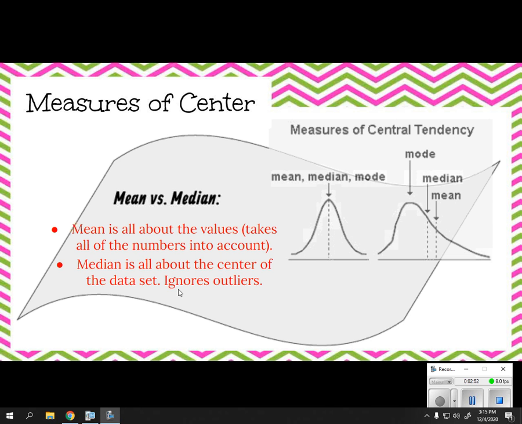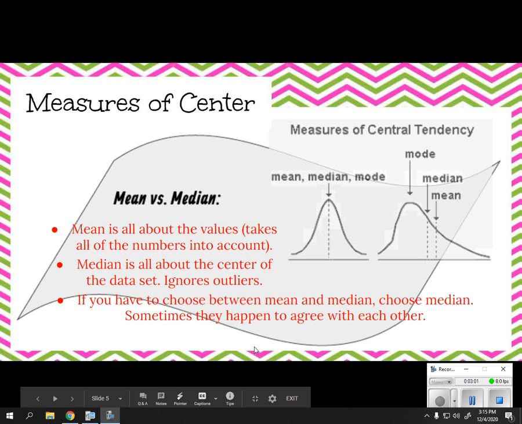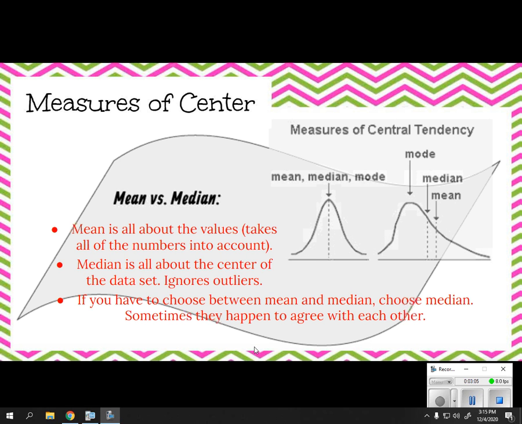And really, if you're going to choose, you should choose the median to be all about trying to find the center value of a data set. So if you have to choose between mean and median, choose median. Sometimes they happen to agree with each other, but not always.